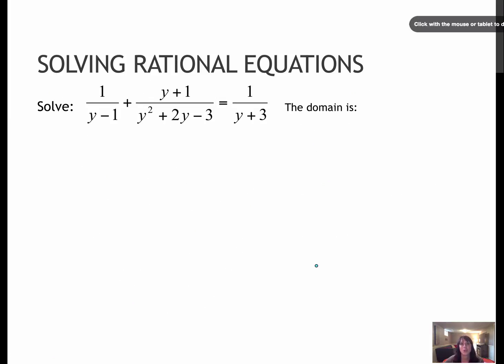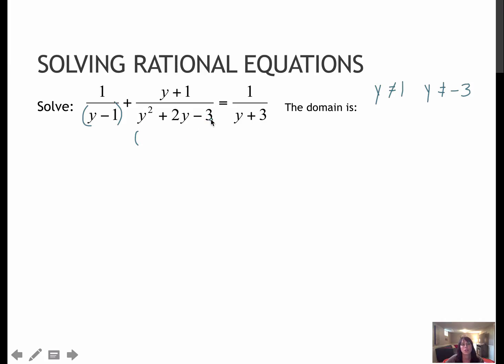This one is a little bit trickier, finding that least common denominator. Let's look at our domain first, how to restrict that. I know here that I don't want y to be 1, because 1 minus 1 is 0. I don't want y to be negative 3, because negative 3 plus 3 is 0. Now I'm going to look at this trinomial and factor it, factor the quadratic.